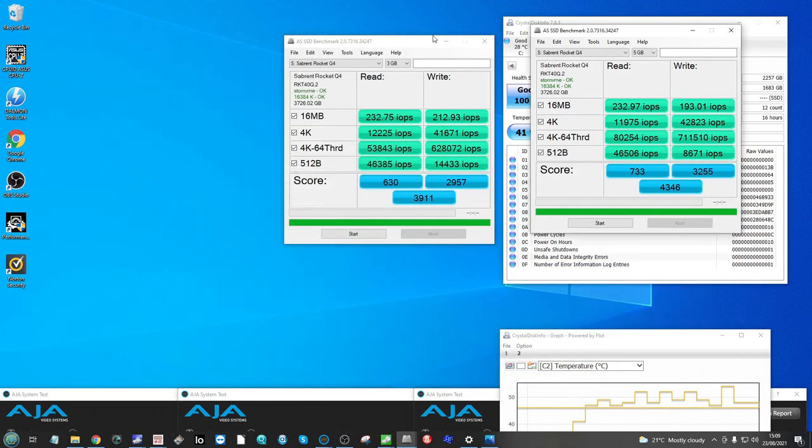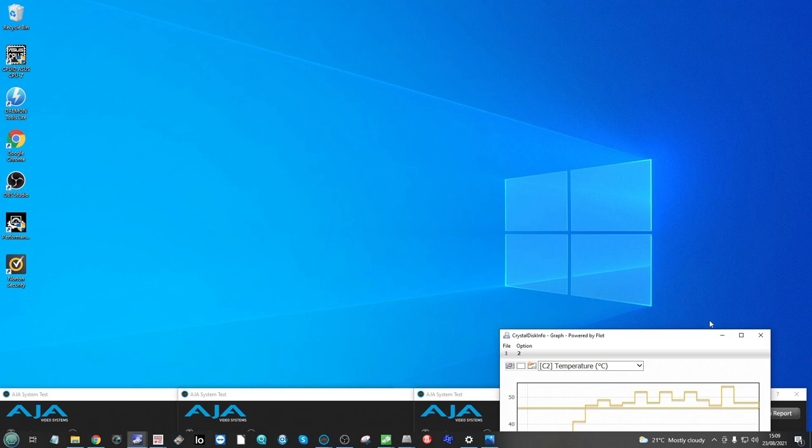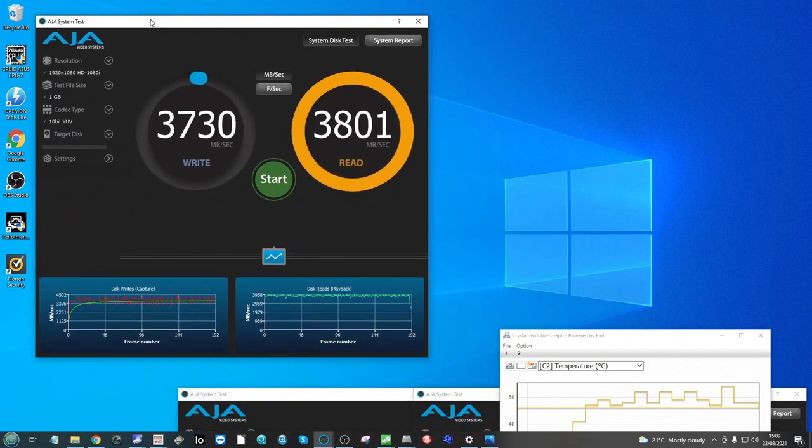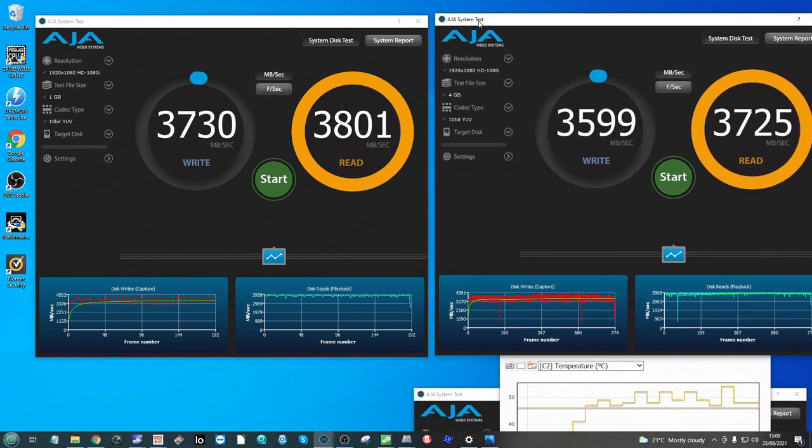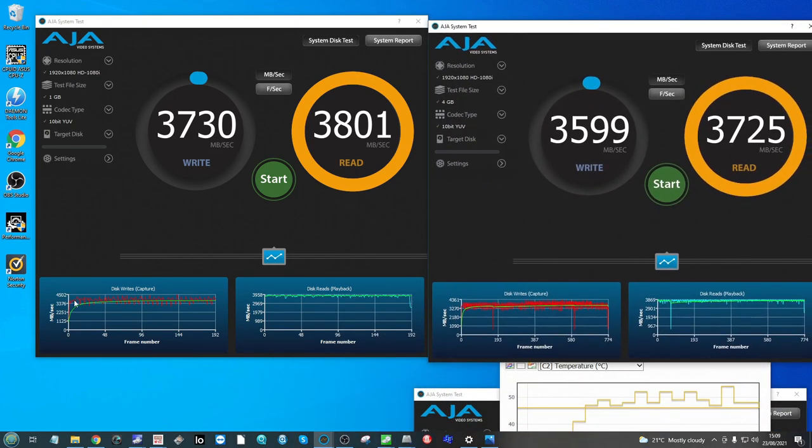Now, coming out of AS SSD and CrystalDiskMark, let's go into our test here using AJA. Once again, with AJA, ignore the top numbers, they're immaterial. We need to look at the graph at the bottom to see where it maxed out. First and foremost, you can see disk writes and disk reads there. Do bear in mind you have to flip those when it comes to AJA, so disk write in AJA is actually a read activity on the disk.